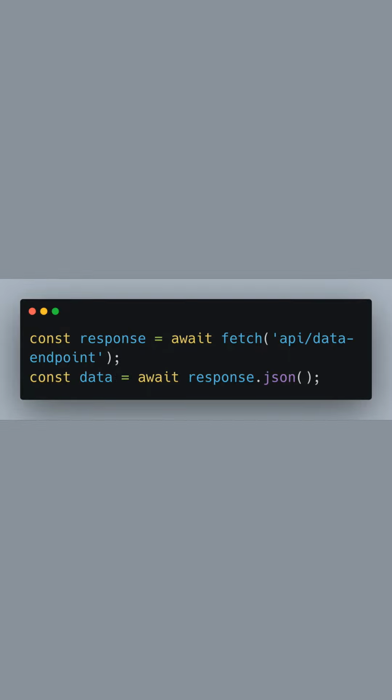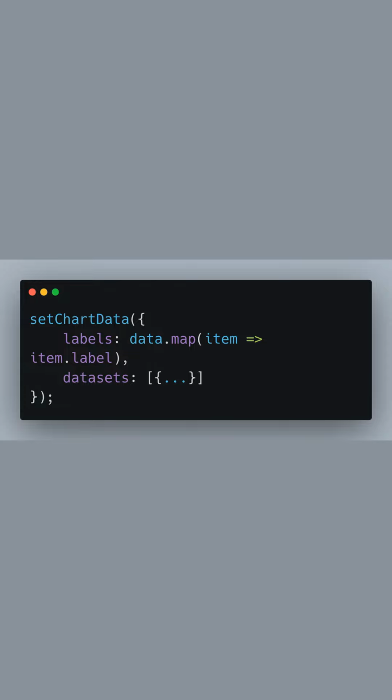Inside the fetchData function, data is fetched from an API endpoint, apiDataEndpoint. The fetch request is awaited and, once resolved, the JSON response is also awaited and stored in a constant named data. The fetched data is transformed to fit the format ChartJS expects. The map method is used to extract the label from each data item. Similarly, a map is used to extract the value for the dataset. This dataset is then used to update the chartData state through the setChartData function.